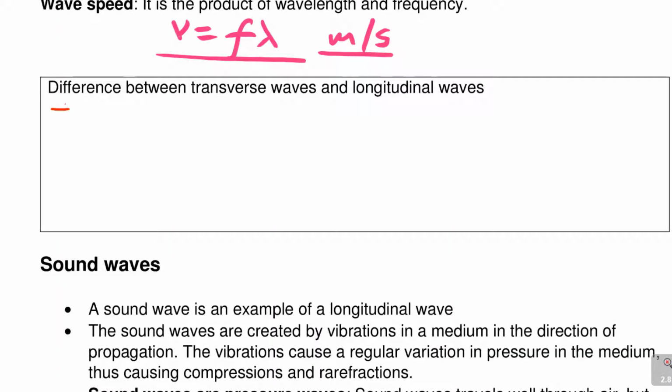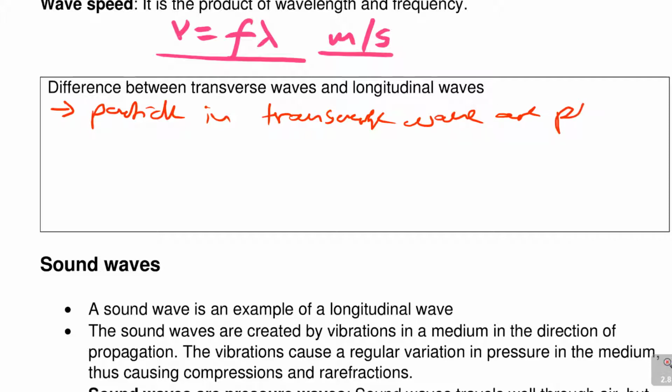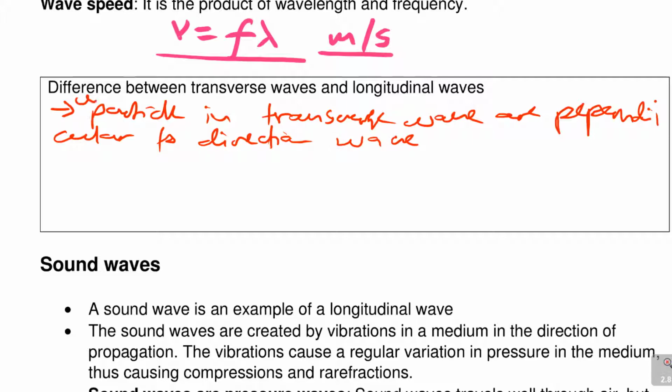The first difference, number one, that we did mention is that the particles in transverse waves, how is the movement there? The movement we can say is perpendicular to the direction of the wave. I know my English is not good. So we're trying to say the movement of particles. The movement of particles in a transverse wave is perpendicular to the direction of the wave.